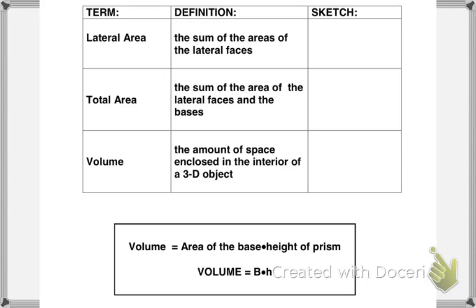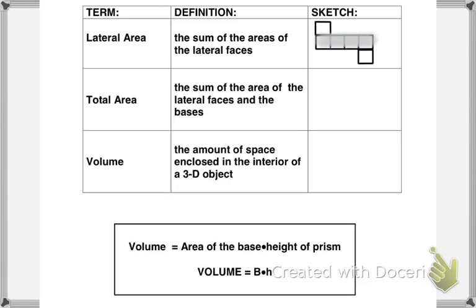There are two types of areas that we are often interested in. The first is lateral area. Lateral area is simply the sum of the areas of the lateral faces only, and that does not include the bases. As you can see in the sketch of the net of a rectangular prism, we're interested only in the areas of the four lateral faces.